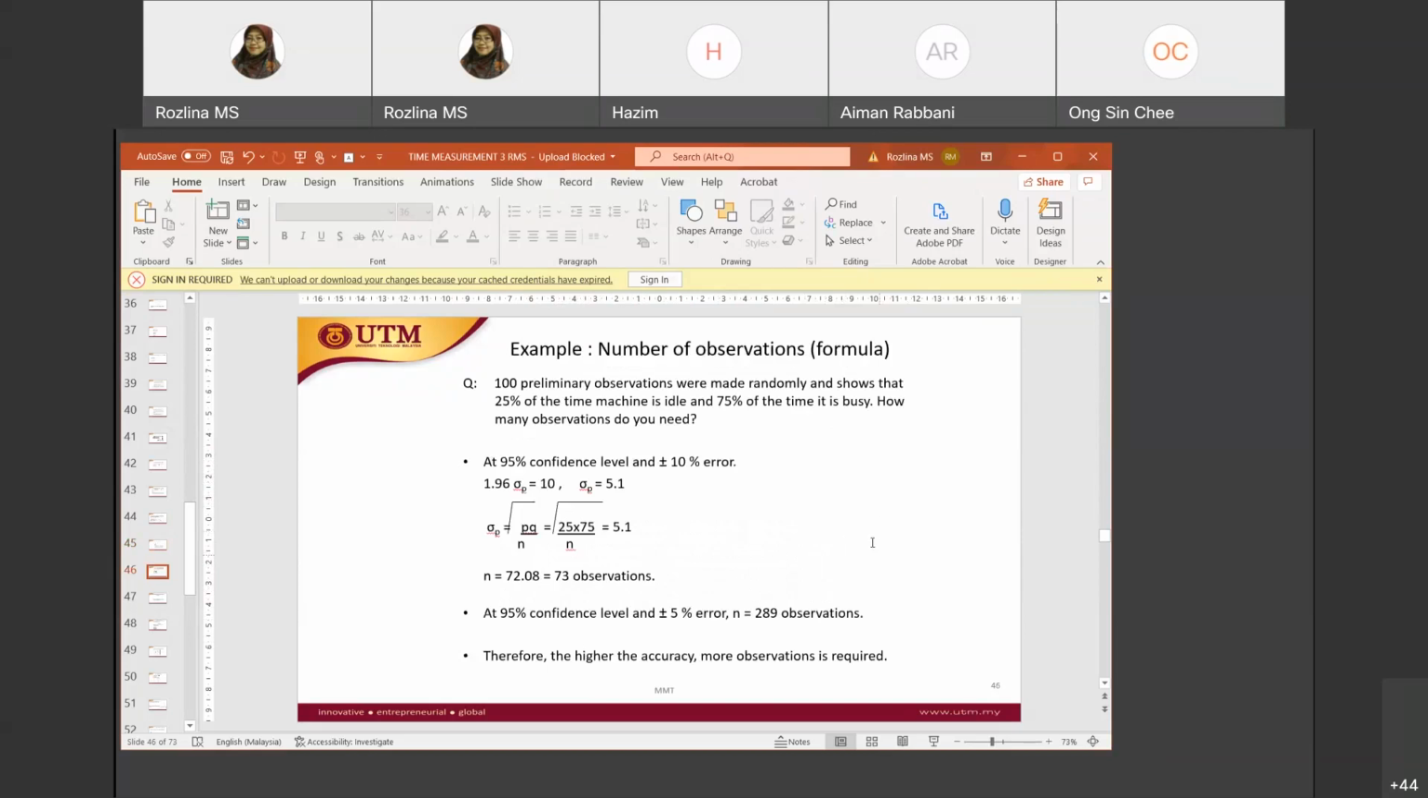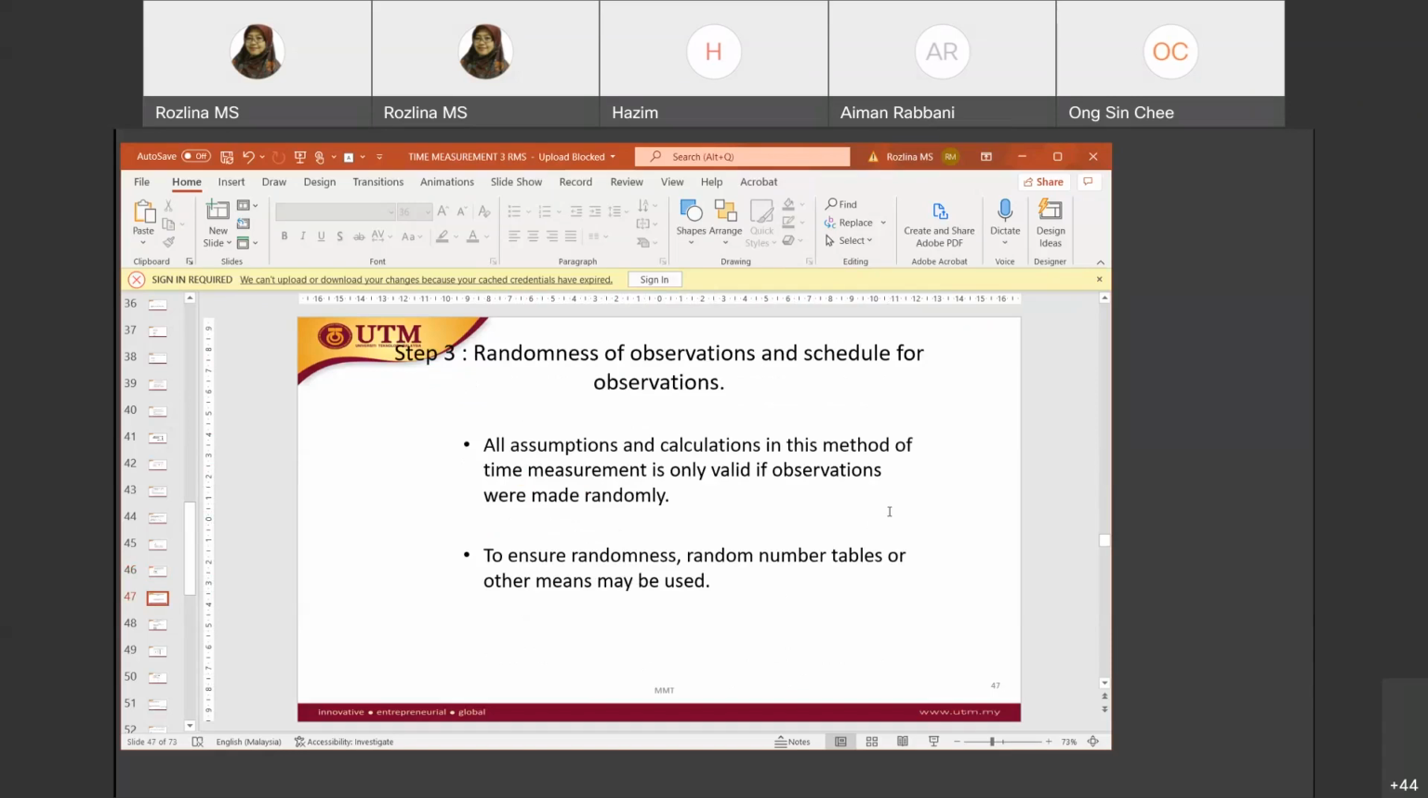Okay, let's go to the question. 100 preliminary observations were made randomly and show that 25% of the time the machine is idle and 70% of the time it is busy. How many observations do you need for this machine to get the accurate standard time? At 95% confidence level and 10%. Okay, we will do this later. Let's look at the next part first.